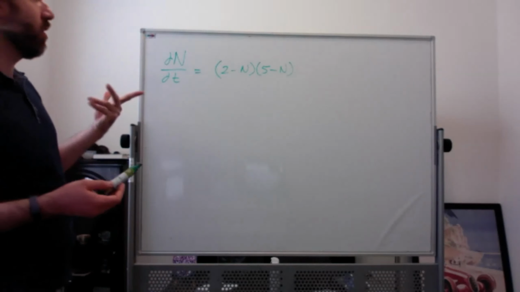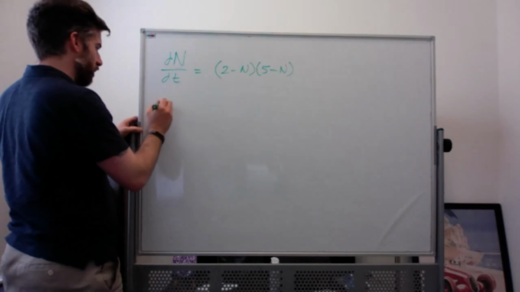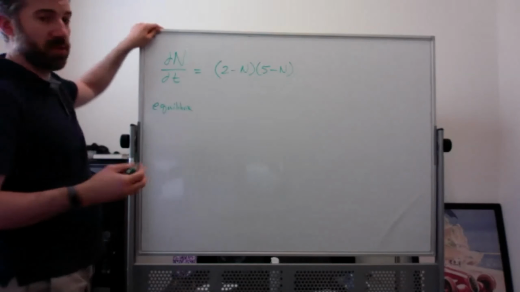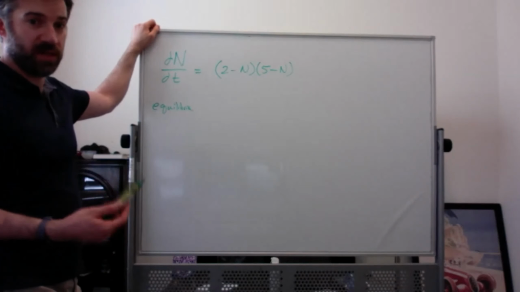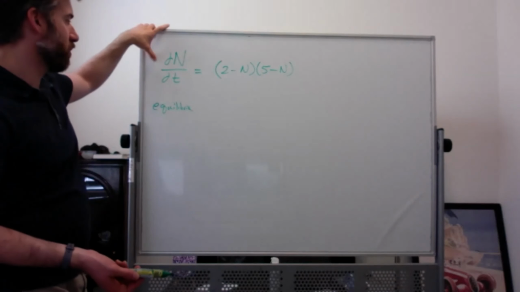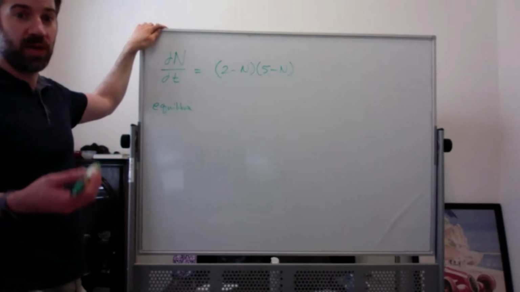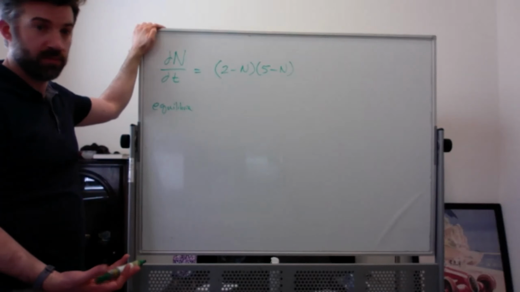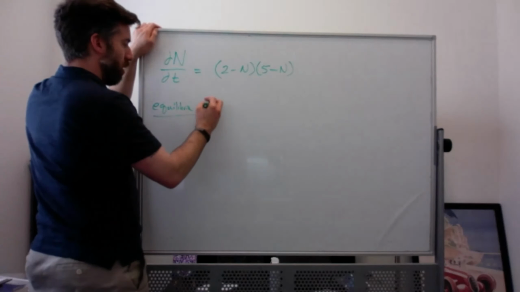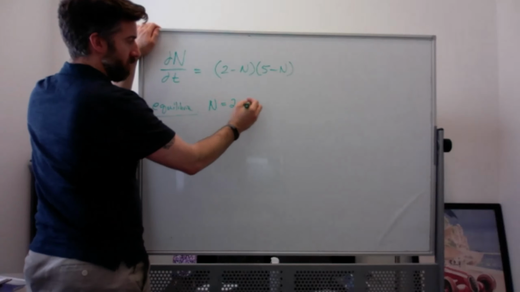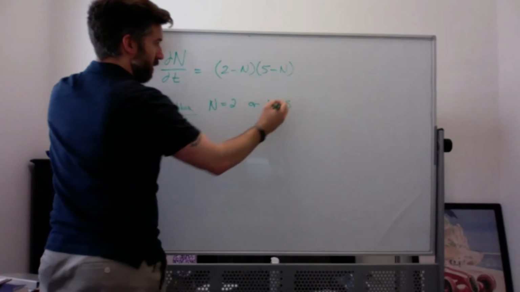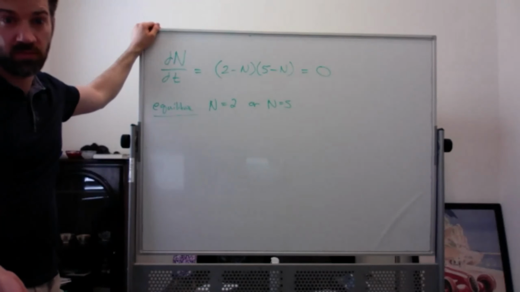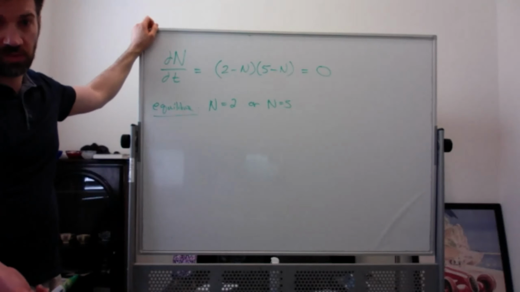And we said, okay, well, we have some equilibria. Because this dn dt means the rate that n is changing with respect to time. And if we're looking for an equilibrium point, we're looking where the rate of change is 0. The equilibria are where things aren't changing. So the equilibria here are when the population n is either equal to 2 or when n is equal to 5. They're just the solutions to setting the derivative, or the differential equation, equal to 0.